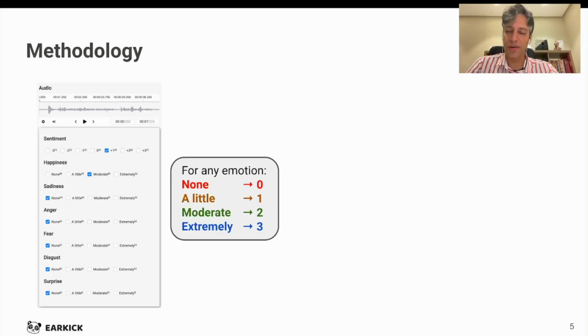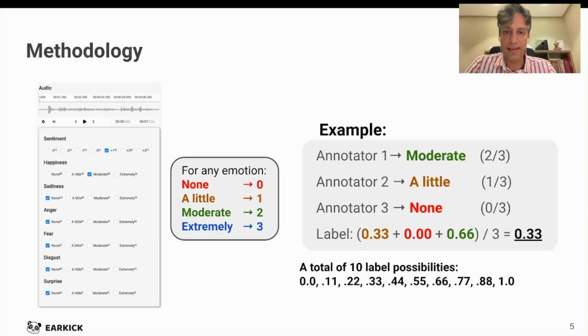To annotate this data, we created a Label Studio instance as shown below. For each one of the emotions, the annotators follow the same procedure as the original CMU MOSEI creators and mapped how much of that emotion would be in the audio from 0 to 3, for none to extremely. Let's see, for example, here. The annotator might have classified the happiness of this audio as moderate, or as little, or as none. Here there are 3 different opinions from our annotators, and we average them all to get the final score of 0.33. There are a total of 10 label possibilities listed below.